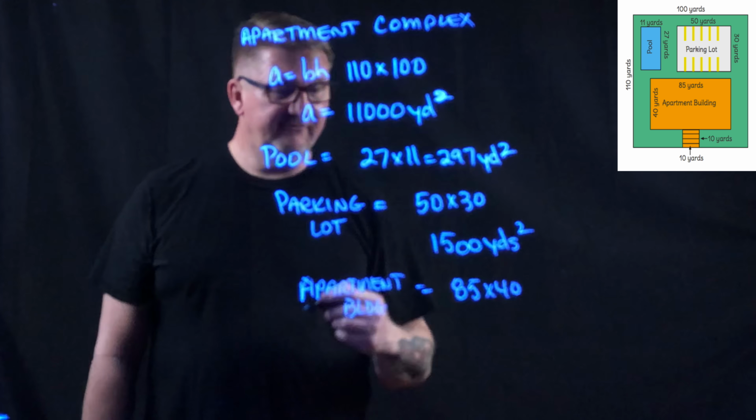I'm just going to do that math over here. I'm going to say 40, 85. Drop that 0 down. 4 times 5 is 20. 32, 34. So 3,400 yards squared.